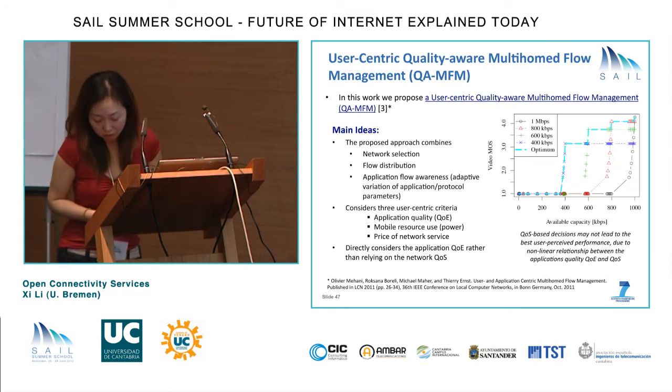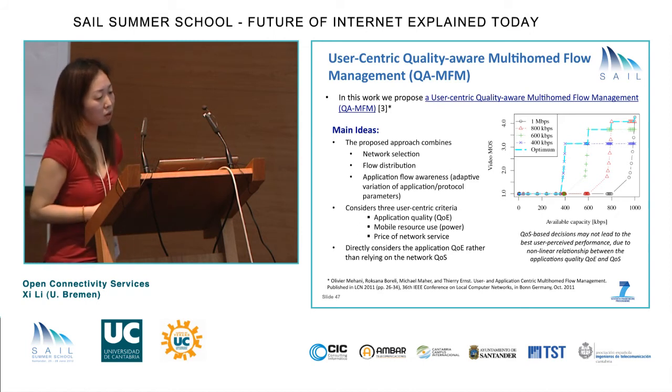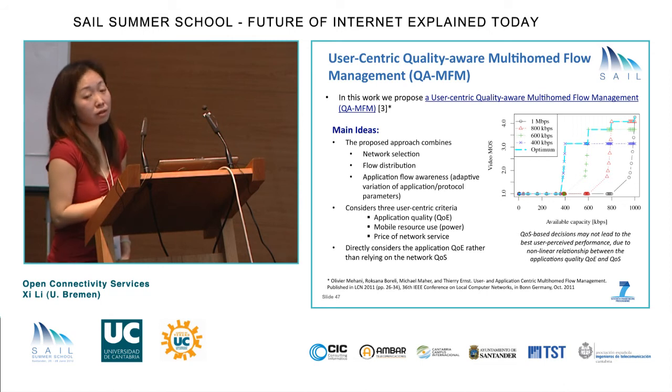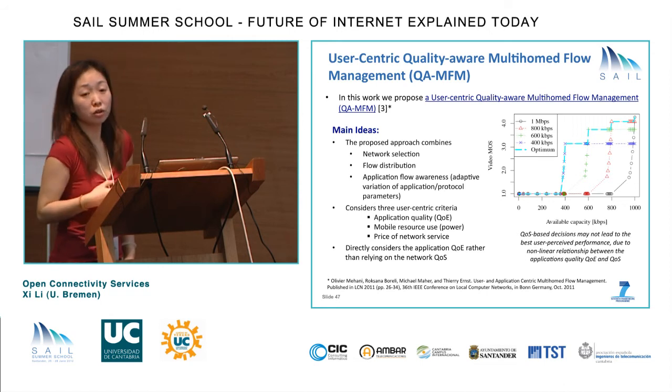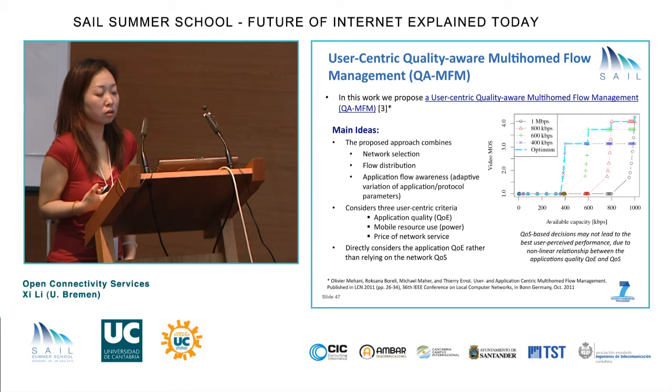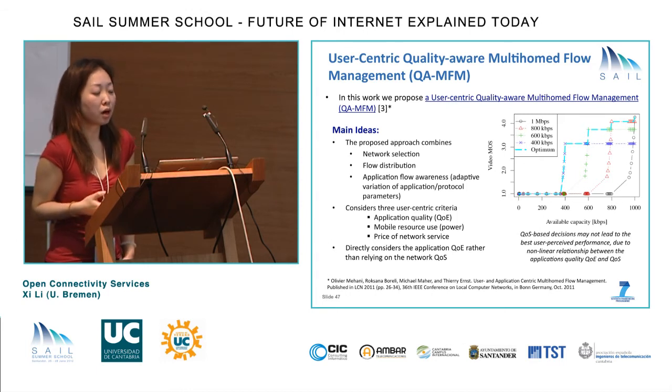So how does this approach work? This approach is user-centric and also takes into consideration the quality of the application flows. The main idea of the flow management is to combine the problem of network selection and how we distribute the flows among the selected networks. In addition, it also addresses the cross-layer issue, which is suggesting the optimal application or protocol parameters to adapt them according to the network situations.